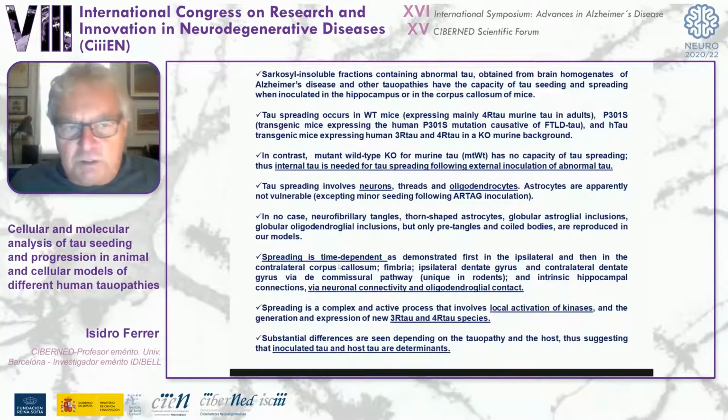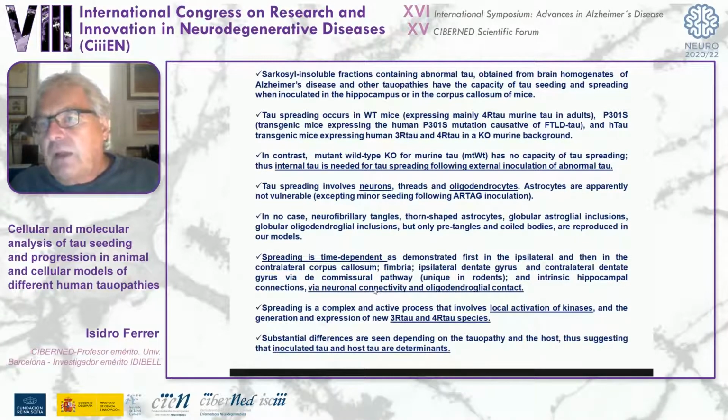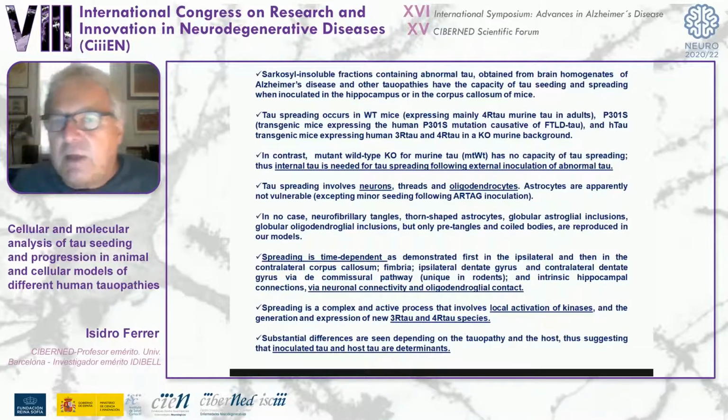These are the main important points. And the main new points: not only neurons are affected, but also oligodendrocytes. Spreading is time dependent. We already know that, and this is via neuronal connectivity and oligodendroglial contact. This is just an activation of local kinases, and there is also a difference between the kind of tau, the type of tau of the host tau. Also, it's very important that we are not producing only a change in the post-translational characteristics of tau, but also in the translational characteristics of tau.